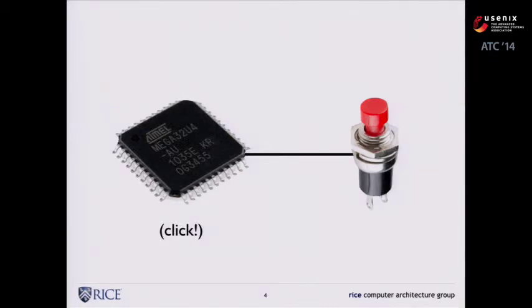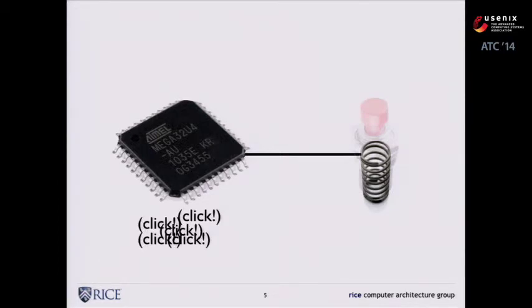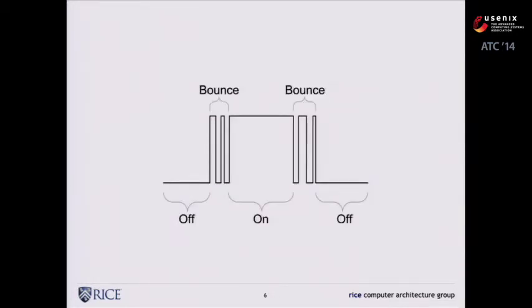The problem is if we look inside this switch, and in fact if you look inside any switch, it's got a spring in it. And that spring means that when I push a switch, it actually bounces up and down a little bit. So it clicks too many times. And if you were to hook an oscilloscope up to a switch and turn it on and off, it looks something like this. This is called switch bouncing. And people who do electrical engineering, if you're taking an EE course, this is one of the first things they teach you how to do.